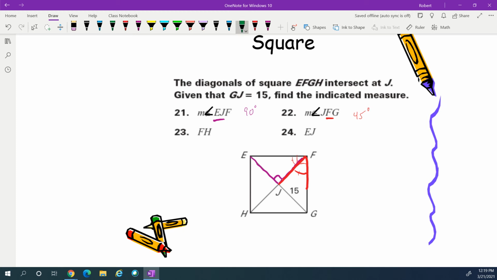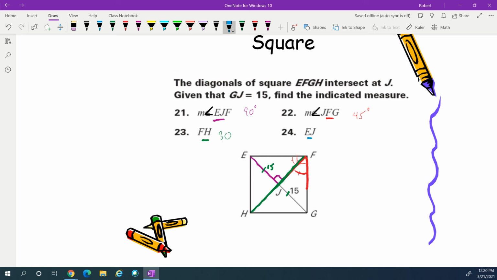Segment FH. FH is the entire diagonal. Well, again, the diagonals are bisected. That's true for all parallelograms. So the diagonals are bisected, making each side of that diagonal 15. But we inherit from a rectangle that the diagonals are congruent. So each diagonal in this question is 30. So diagonals are congruent and diagonals are bisected.